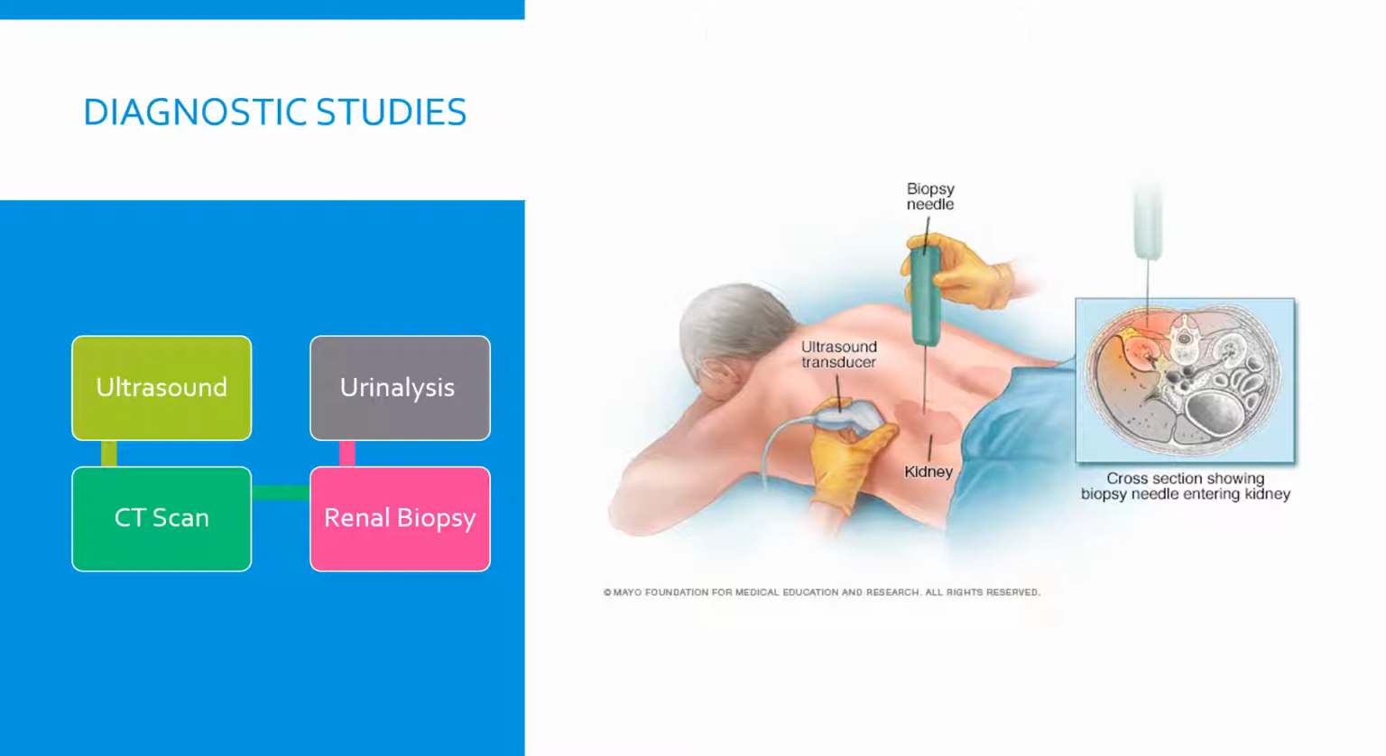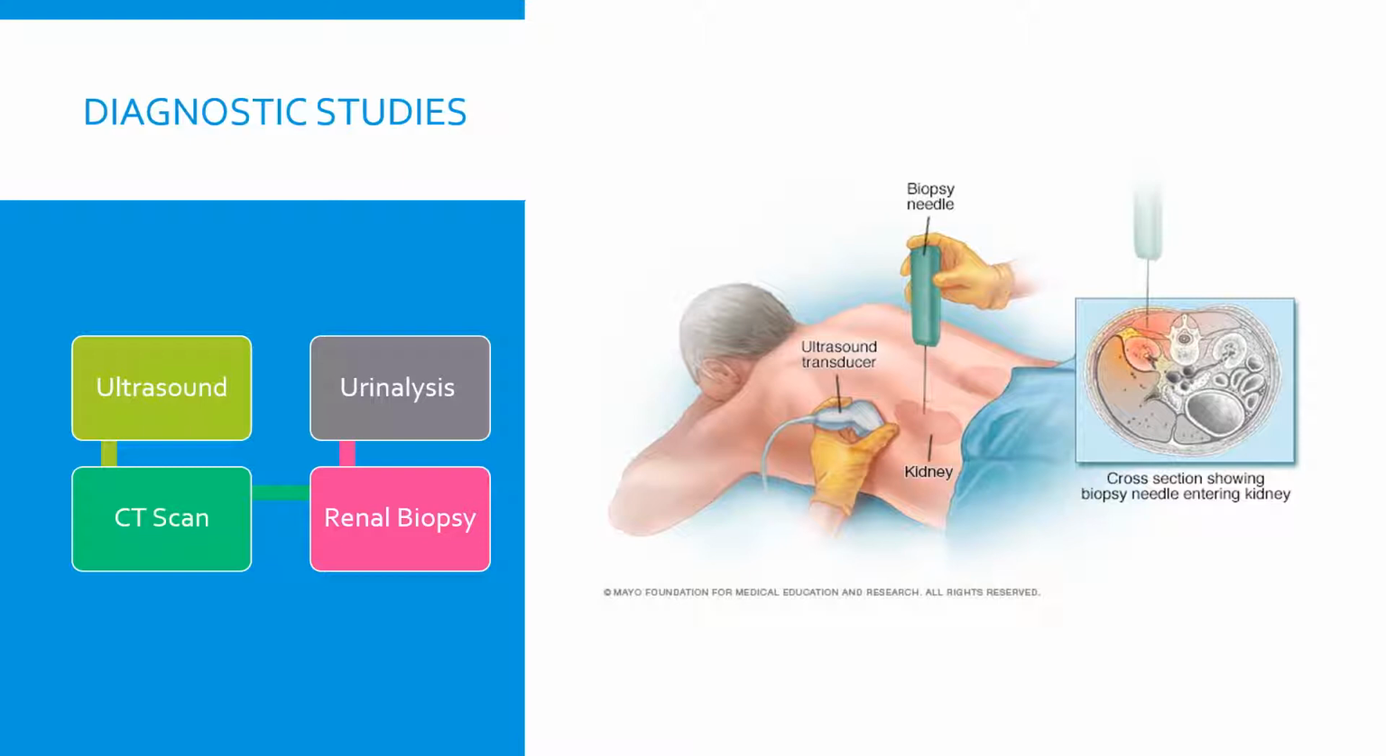Diagnostic studies include ultrasound, CT scan, renal biopsy, and urinalysis. An ultrasound uses sound waves to make pictures to see the kidney. The CT scan is a detailed X-ray used to assess the kidney for any abnormalities, injury, or disease. A urinalysis is a clean catch urine sample that is used to analyze for any hematuria, proteinuria, or any components found in the urine that will help make a diagnosis of how the kidney is functioning.